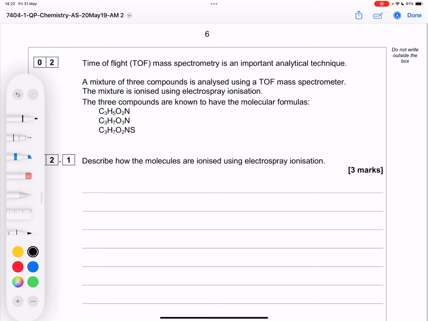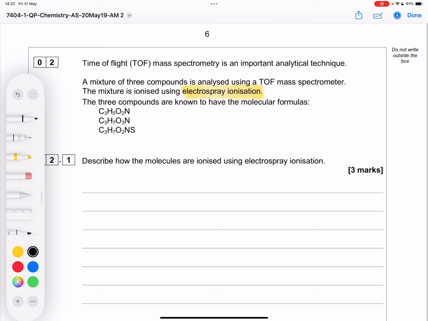Time of flight (TOF) mass spectrometry is an important analytical technique. A mixture of 3 compounds is analysed using a TOF mass spectrometer. The mixture is ionised using electrospray ionisation, so that's quite important, the type of ionisation. The 3 compounds are known to have the molecular formulas shown below. Describe how molecules are ionised using electrospray.